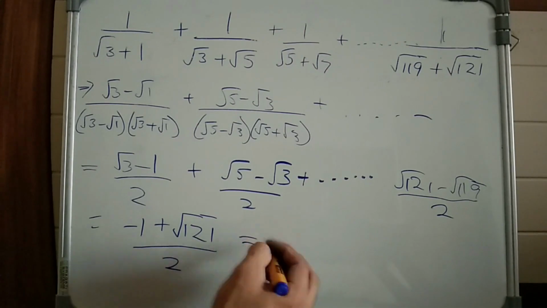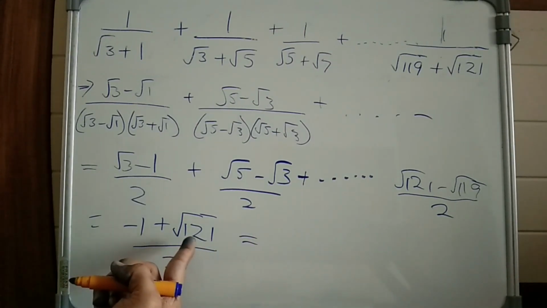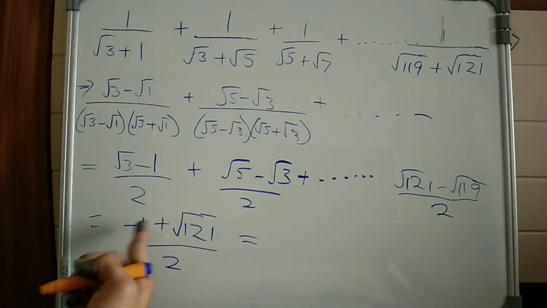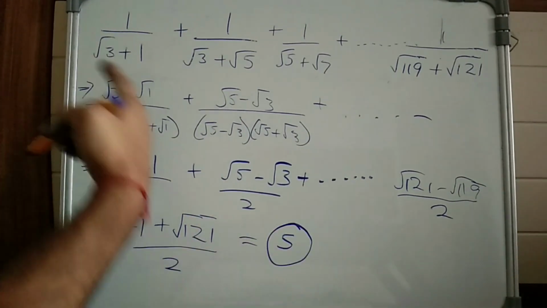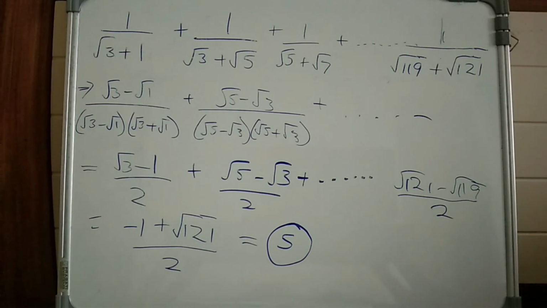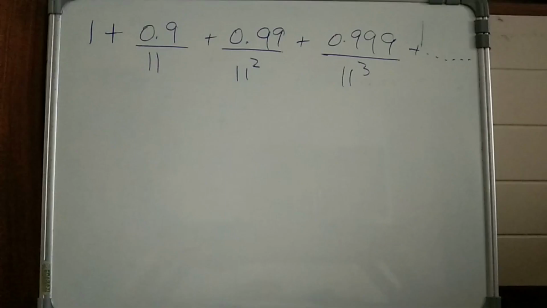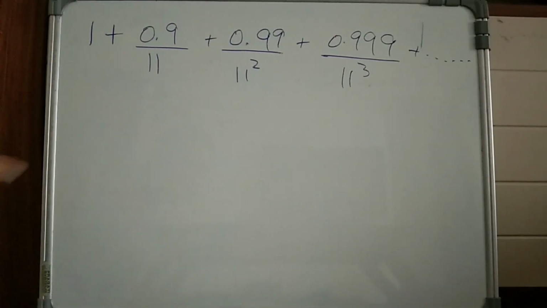Okay, so this will become 11. Root 121 is 11. 11 minus 1 is 10. 10 by 2 is 5. So 5 is the answer to this series. So let's see the next series. So the next series is this.